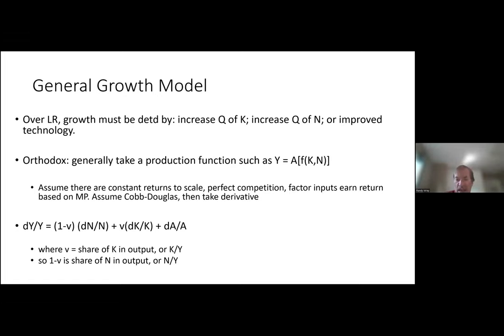We assume there are constant returns to scale, perfect competition, factor inputs earn a return based on their marginal productivity. We assume Cobb-Douglas, and then we take the derivative of that. So we get the growth of income, dY over Y, equals the share of employment in output, which is 1 minus v, times the growth of labor, plus the share of capital in output, which is v, times the growth of capital, plus the improvement of technology. Okay, so this is a straight neoclassical version of what they were trying to do, and this became interpreted as the neoclassical growth model. Why do they use Cobb-Douglas and all this? Because it has this nice characteristic that you can allocate the contribution according to the shares of labor and capital in output.